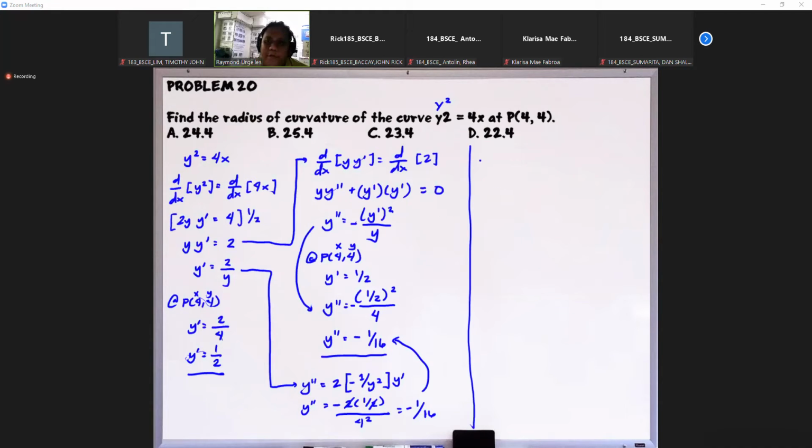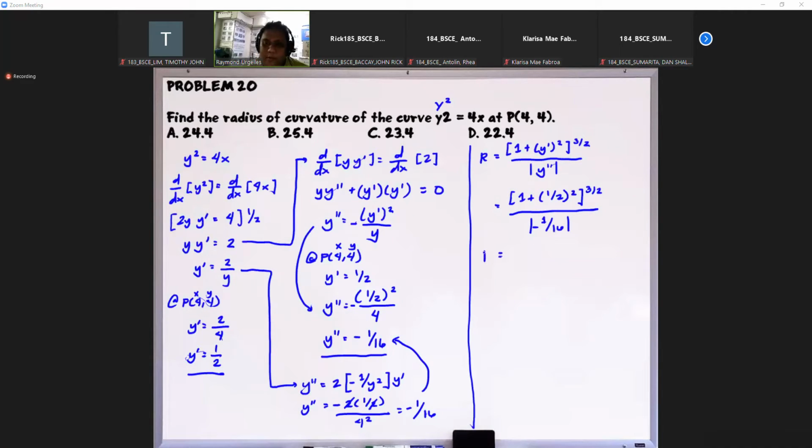Therefore, for the radius of curvature, the direct formula is again 1 plus y prime quantity squared, raised to 3 halves, divided by the absolute value of y prime prime. So this will be given by 1 plus, what is our y prime? 1/2. This quantity squared, raised to 3 halves, divided by the absolute value of negative 1 over 16.